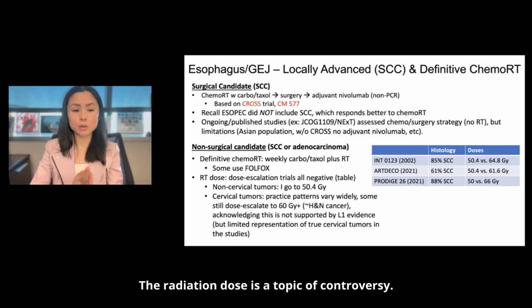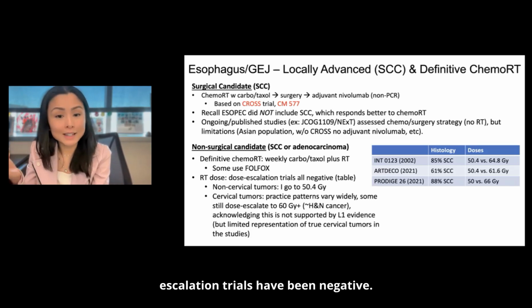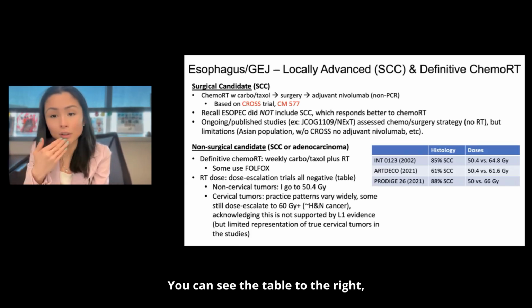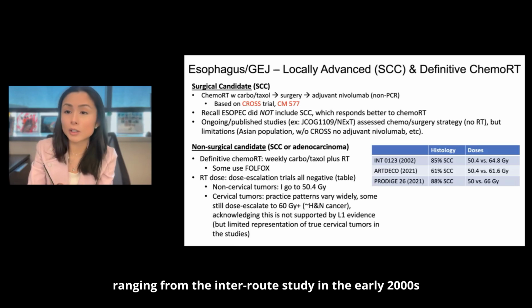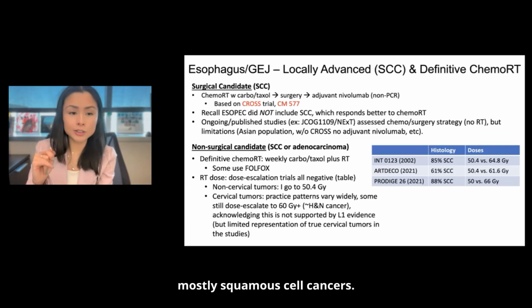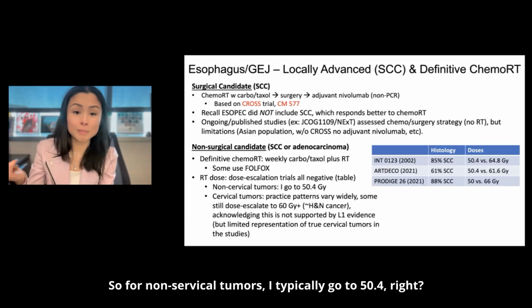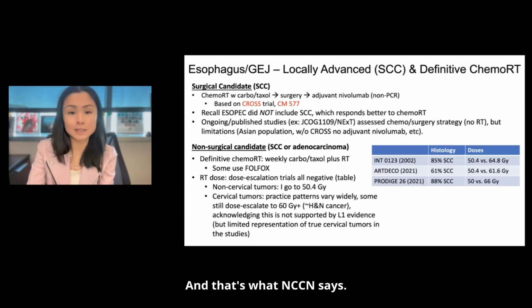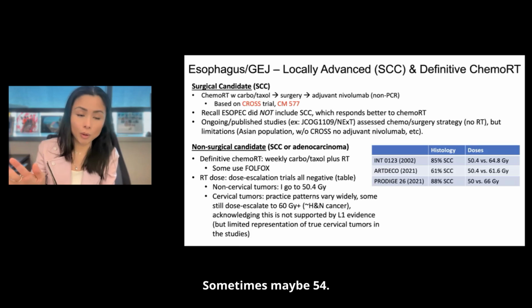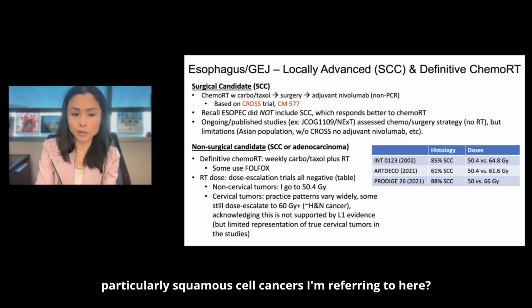The radiation dose is a topic of controversy. Know that pretty much all radiation dose escalation trials have been negative. You can see the table to the right, ranging from the intergroup study in the early 2000s to ART DECO and PRODIGE, published a few years ago, mostly squamous cell cancers. So for non-cervical tumors, I typically go to 50.4 gray, and that's what NCCN says. Sometimes maybe 54.